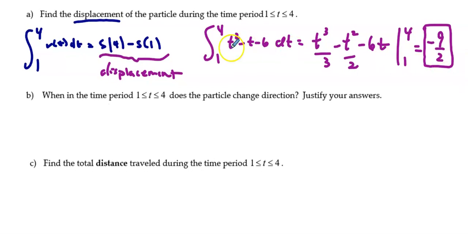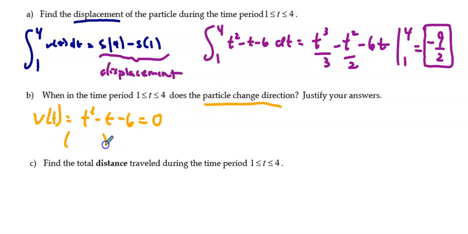For part B, it says, when in the time interval does the particle change direction? So again, ladies and gentlemen, this is a blast from the past. We're going to take our velocity function and set it equal to 0, because we first of all got to figure out where it's at rest. Remember, when velocity is positive, it's moving forward or up. When velocity is negative, it's moving backwards or down. So let's figure out where our velocity is at rest first.